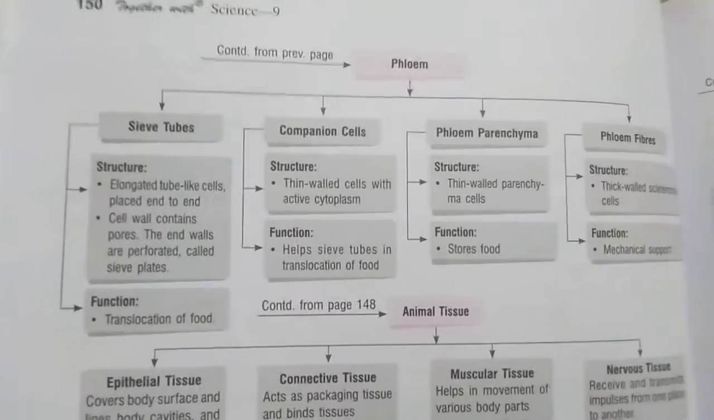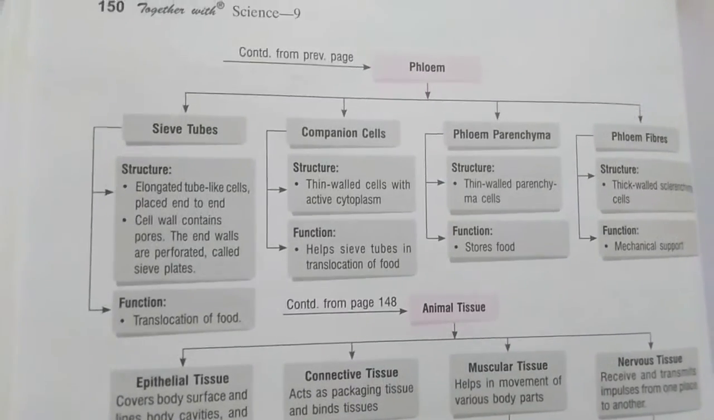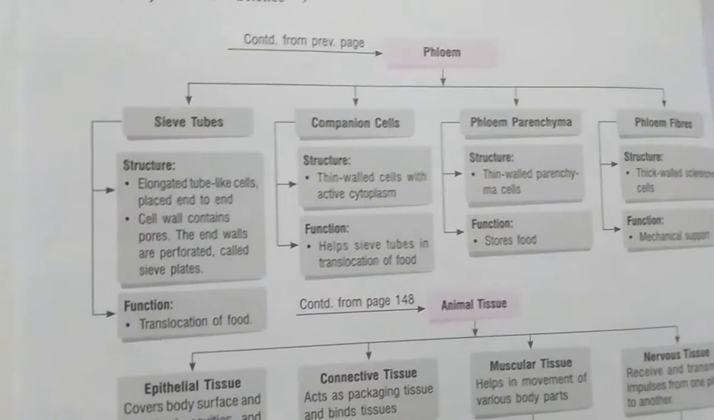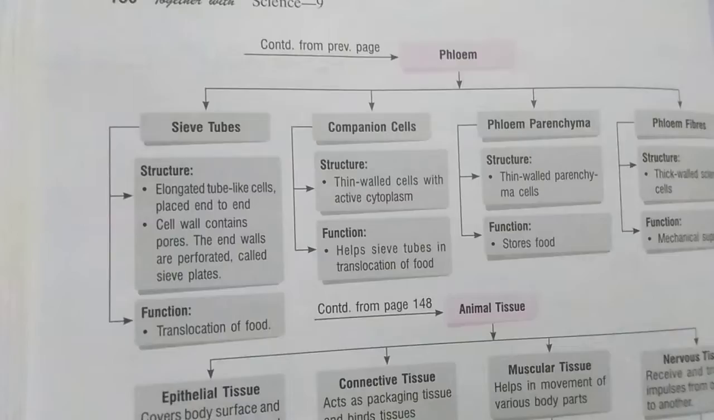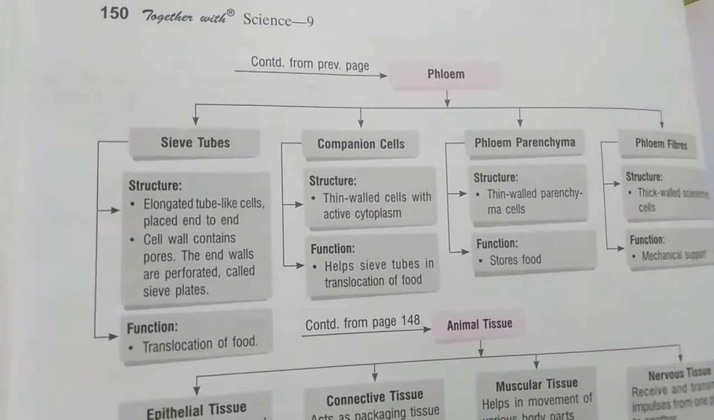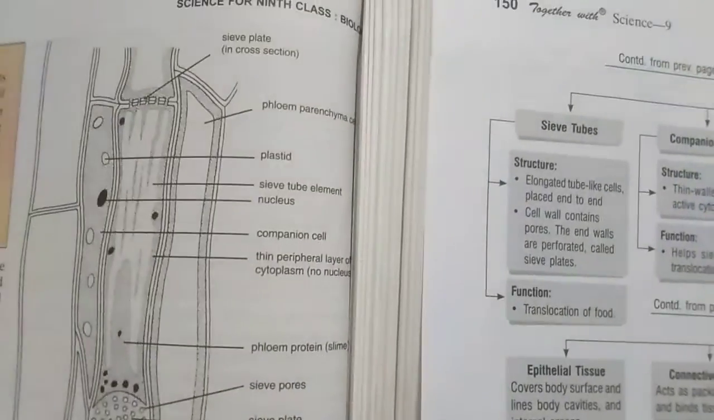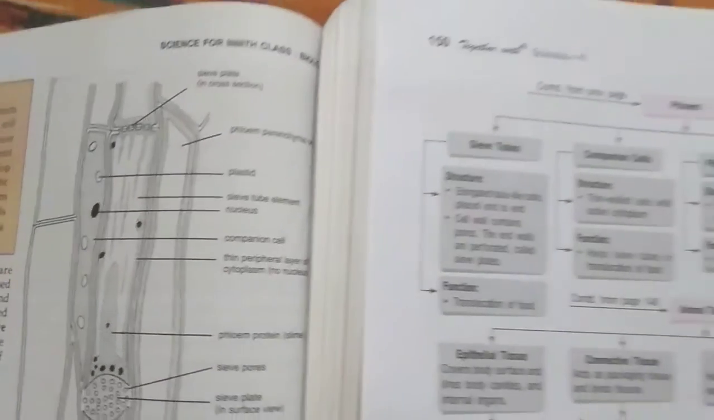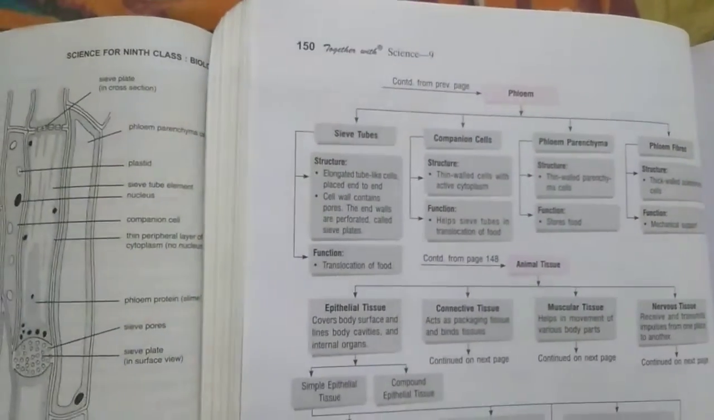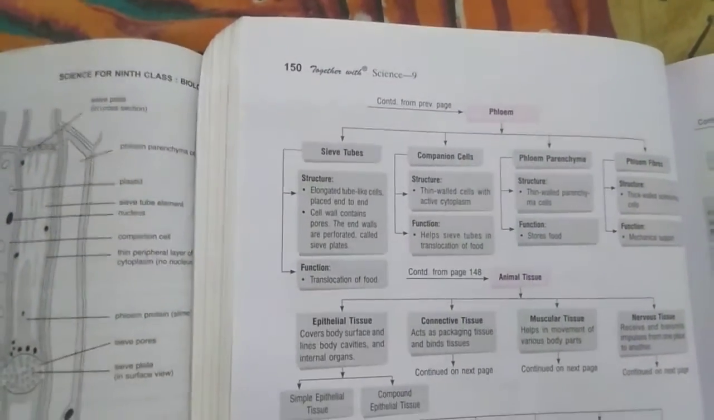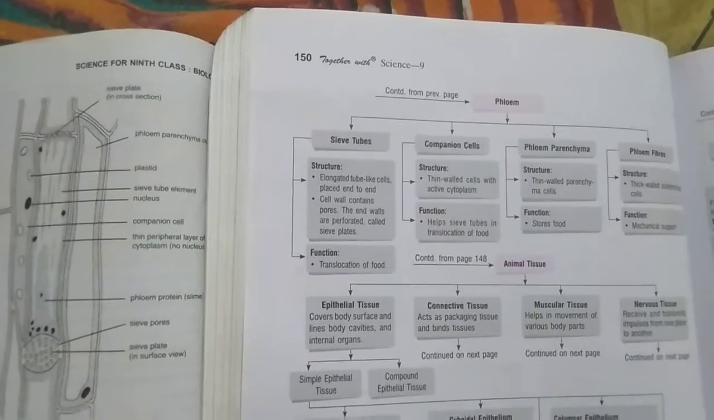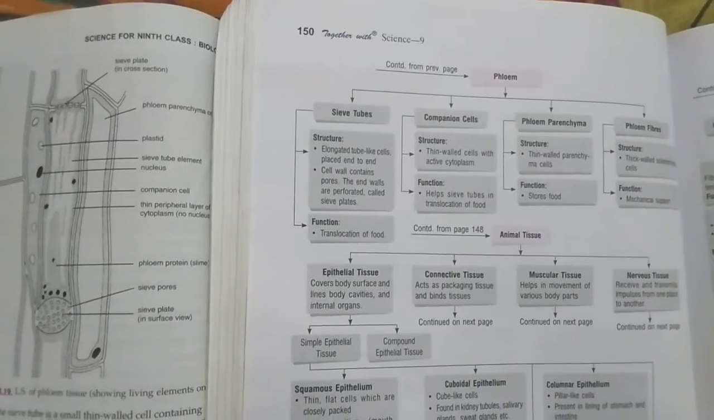Then the other part of the phloem is known as the phloem parenchyma. So the structure of the phloem parenchyma is, they are thin-walled living parenchyma cells. And what is the function? They store food and help in lateral conduction of the food. That means they are helping in the lateral conduction of the food.